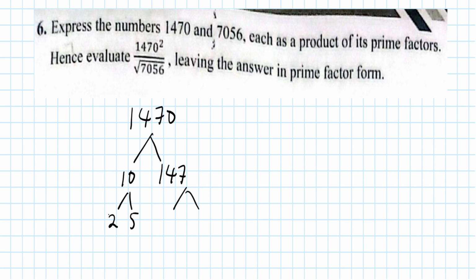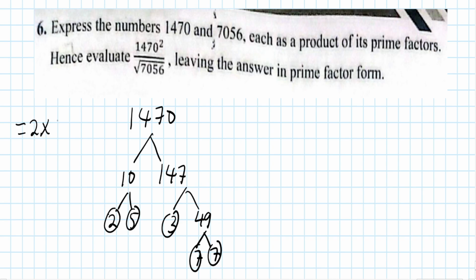Let's just divide by 3. 147 divided by 3 gives you 49 and 3, and then divide by 7. So basically just take these ones here. So not that hard. You're just going to take 2 times 3 times 5 times 7 squared. So yep, what about 7056 then? 7056 is going to be this way.